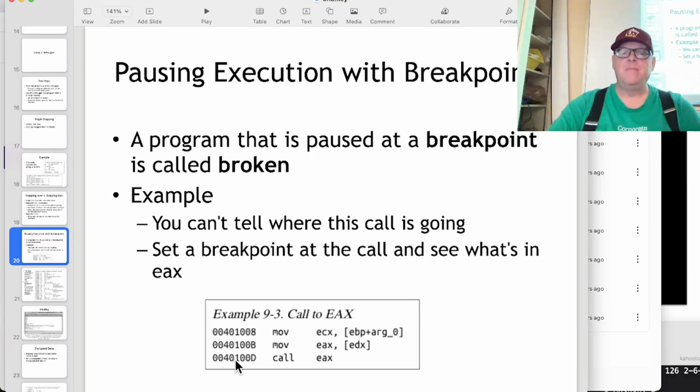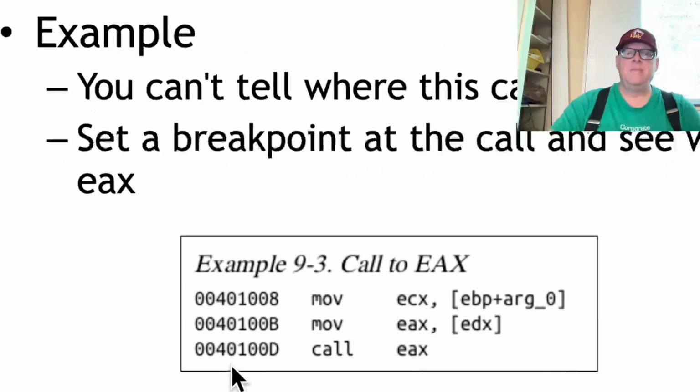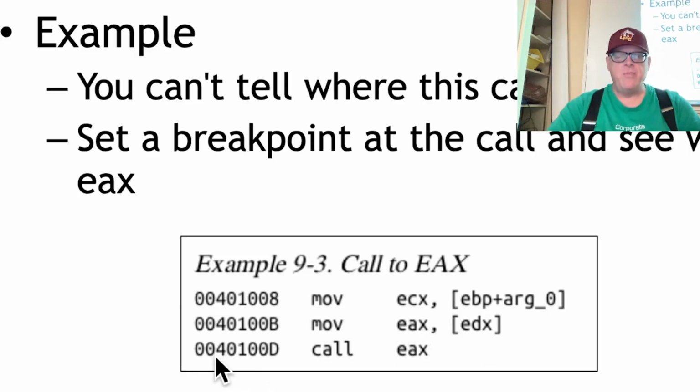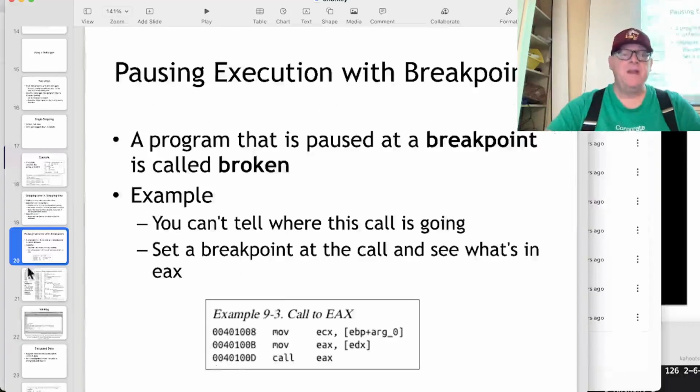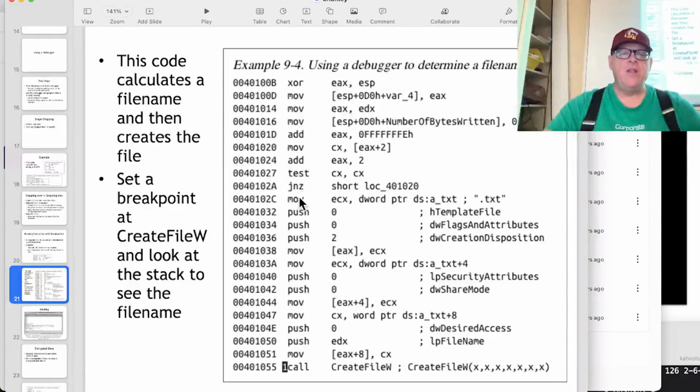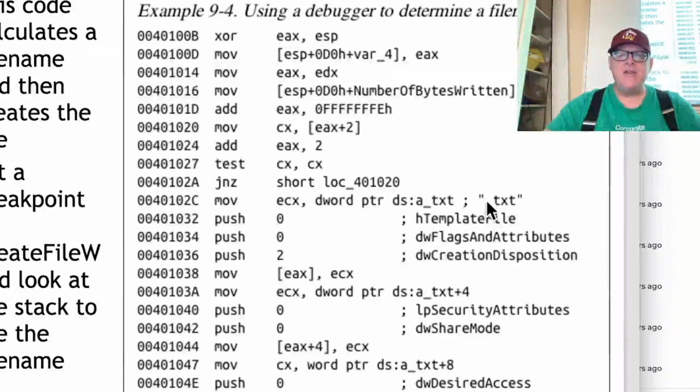So basically, the result that I see is at the end of the second line. Right, this line puts something in EAX, and I don't know what it is. So I put a breakpoint here, and then I can look and see what EAX was. And so here, we're going to calculate a file name and then create a file. So here we go again. It's going to add txt to the end. Here it's going to move txt someplace.